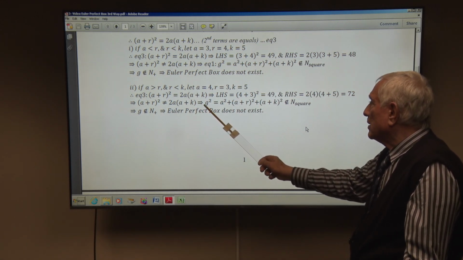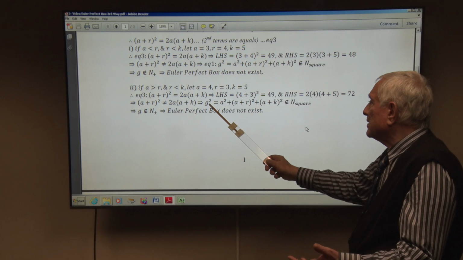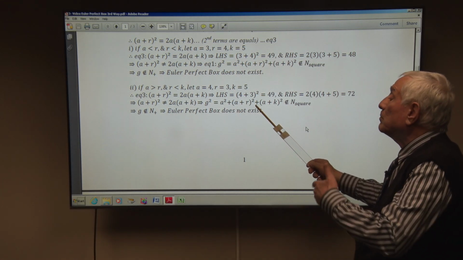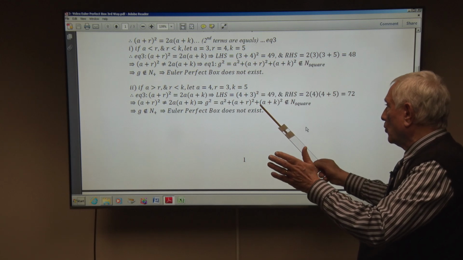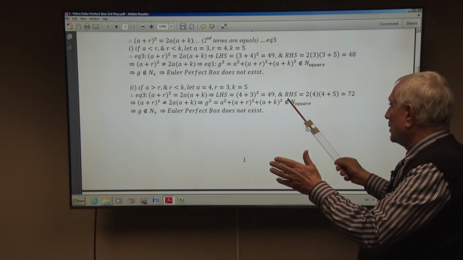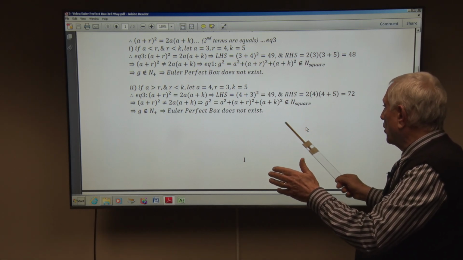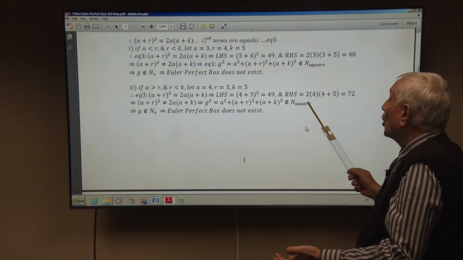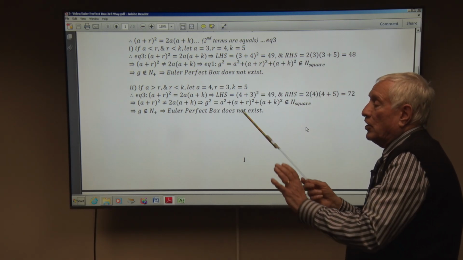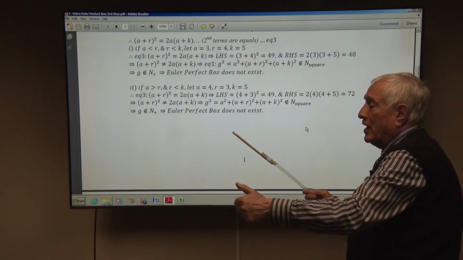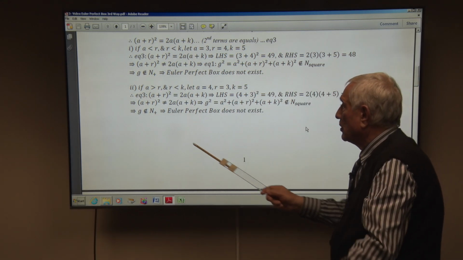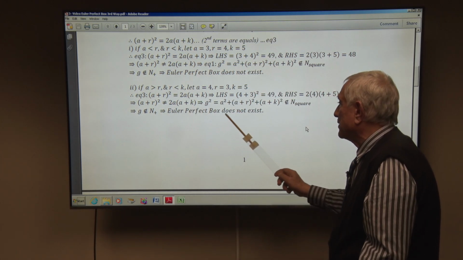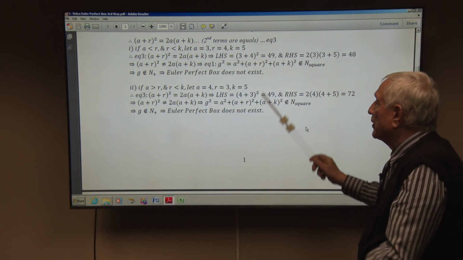This implies what? Because I let this G square be really square, but now I am changing my mind. I'm telling you, no, I was wrong. It is not, see? Not belong to N square. When it is not square, G square equals 7, G is what? Under root. Not good. Not integer. Then no Euler perfect box exists with this condition.